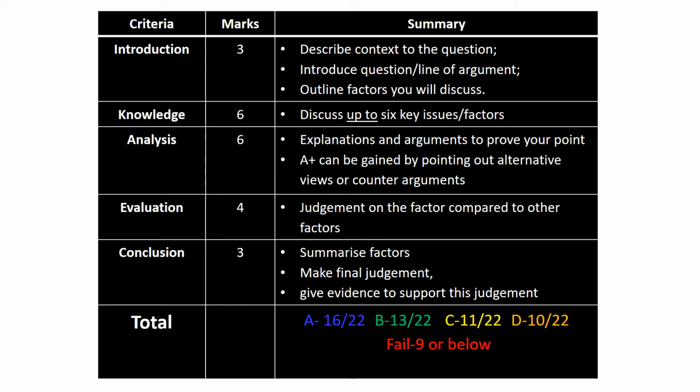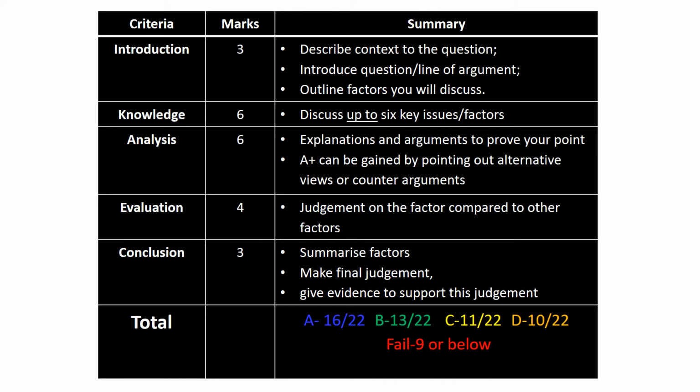And again, this just shows you here what you need to do to get your marks. So introduction worth 3, so remember you need to have background, you need to have a line of argument, and you need to have the factors. For your knowledge, you need to have 6 knowledge points throughout your essay. For your analysis, remember analysis plus throughout your essay as well. Evaluation, which is worth 4 marks, which we'll discuss in more detail in a bit. That's a judgment on the factor compared to other factors at the end of each paragraph. And then in your conclusion, to get your 3 marks, you need to summarise factors, make a final judgment, and give evidence to support this judgment.